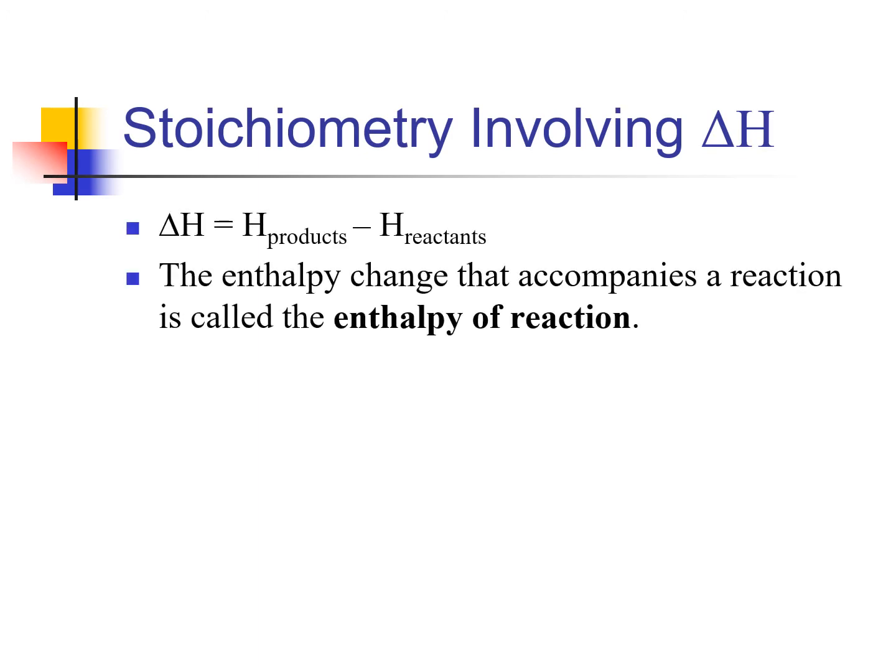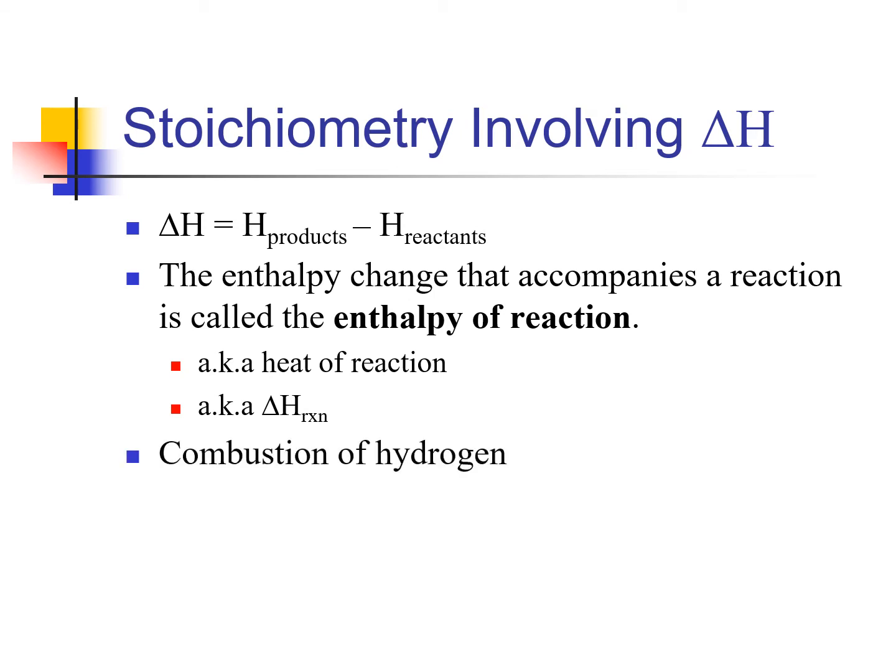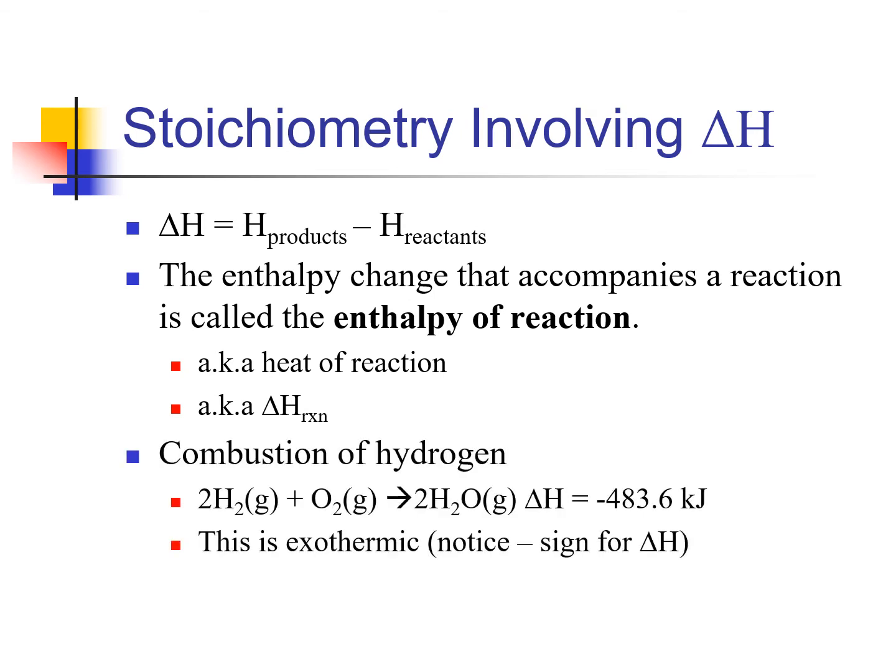You can do stoichiometry with this. So we can talk about enthalpy of a reaction. That's just the heat change associated with a reaction, or heat of reaction. It all means the same thing. So for instance, the combustion of hydrogen, we have this equation, and then we throw this little term at the end. That's telling us that for this reaction, it generates this much heat. Again, it's exothermic, because of the negative there.